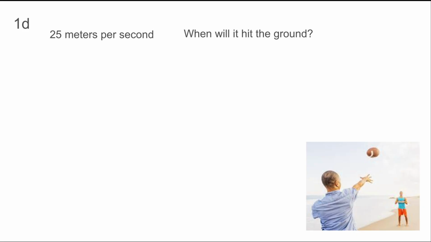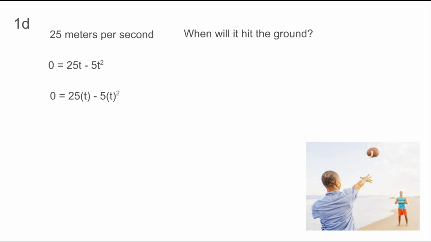Okay. So when will it hit the ground? Well, the ground, how far would that be? What would the distance be for the ground? If it goes all the way up and then all the way down, back to the ground would be 0, right? And so we were going to solve this all over again, except with 0 as our distance.